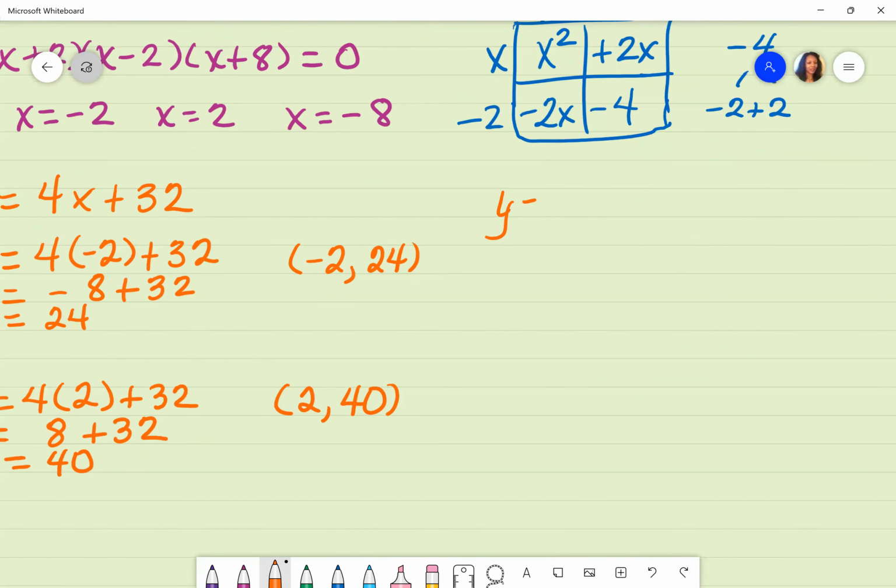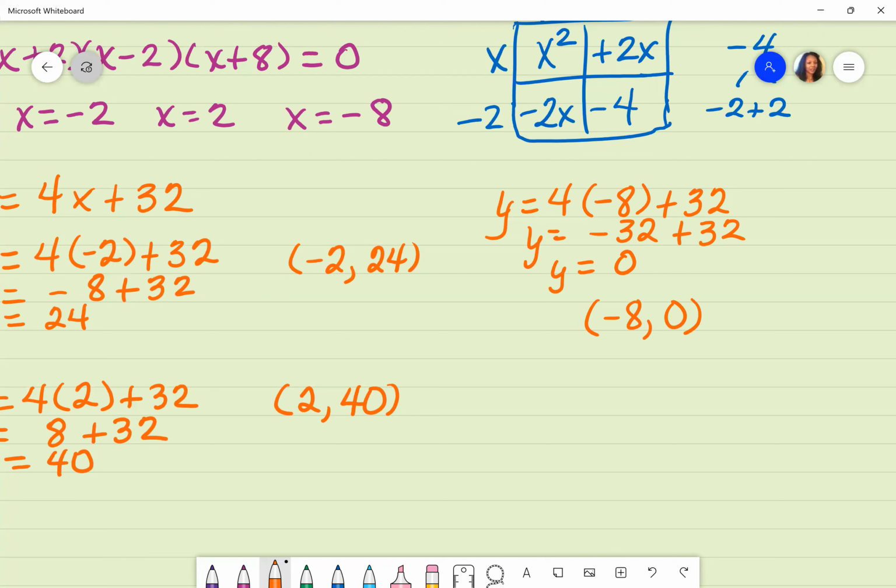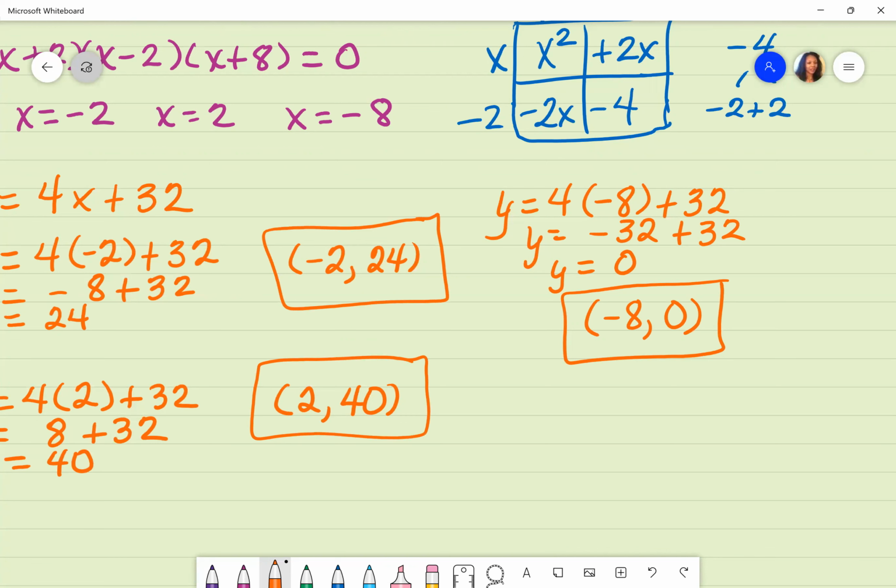y is equal to 4 times negative 8 plus 32. And then y is going to equal 4 times negative 8, which is negative 32, plus 32. Y then becomes 0. So when x is negative 8, y is 0. So these are my 3 coordinates that I would be working with based off of my answers for those systems.